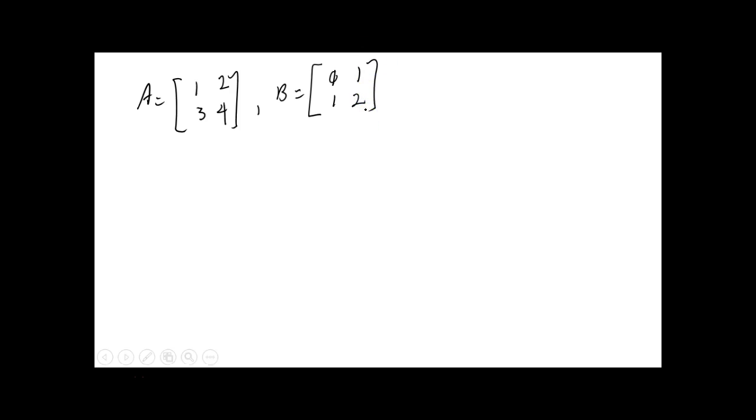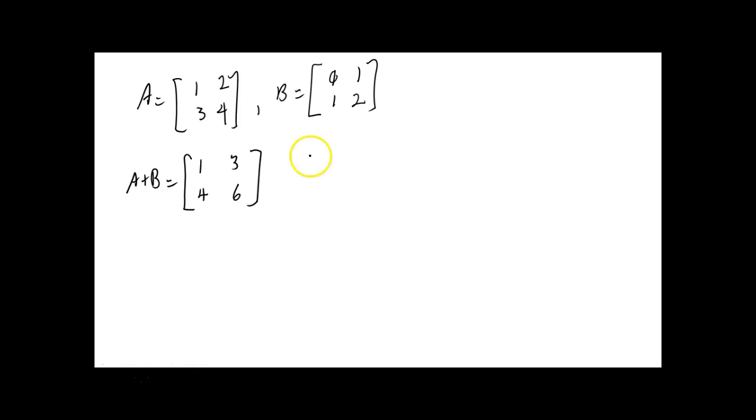It says calculate A plus B and B plus A. So A plus B, remember how to do this? You can only add two matrices if they're exactly the same size. These are both 2 by 2, so you can add them. You add element by element. 1 plus 0 is 1. 2 plus 1 is 3. 3 plus 1 is 4. And 4 plus 2 is 6.